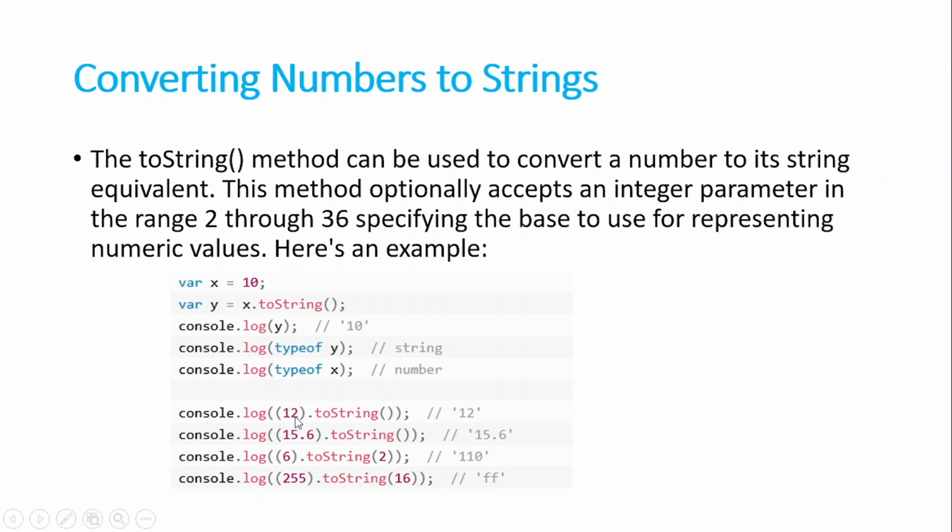Similarly, we can convert 12, or any number, to a string. We can also convert that to a hexadecimal string by adding 16 in the brackets. We can also convert that to a binary string by using 2 in the brackets. So we can convert any number to binary by using toString and specifying 2 in the brackets. By default it will convert to a decimal string, and if you want binary, you can specify 2 here, or if you want hexadecimal, you can specify 16 here.